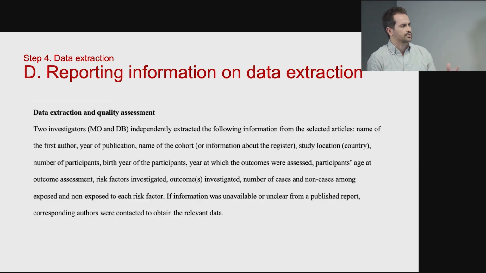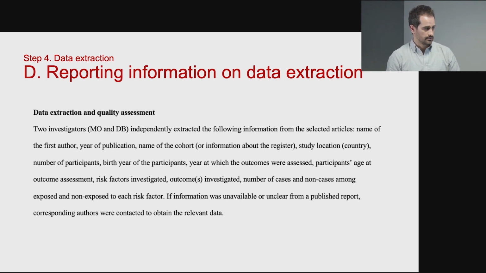So this is an example of how we reported this in the paper. The three investigators independently extracted the following information from the selected articles. For example, we listed first author, year of publication, and everything. This information can vary from one study to another, of course. We chose that information because it makes sense in our case, but may not make sense in other papers. Just choose the information that is important for your paper.